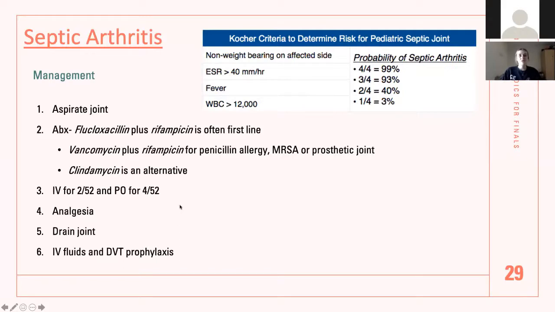These patients will also be in quite a lot of pain, so prescribe some pain relief. It's really important. You need to drain the joint as well, and prescribe some IV fluids and DVT prophylaxis as well, because these patients probably won't be moving a lot because they'll be in lots of pain.